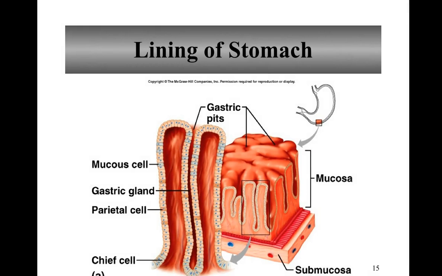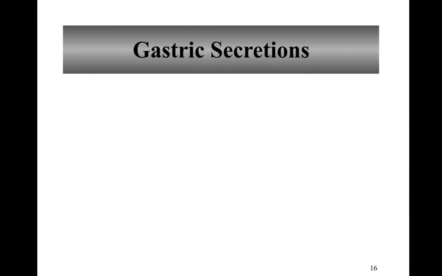As far as the lining of the stomach, or the mucosa, there are several different structures. We have the rugae, or the folds. Between those rugae are the gastric pits, which contain the mucus cells, which produce mucus, the gastric cells, the parietal cells, and the chief cells.